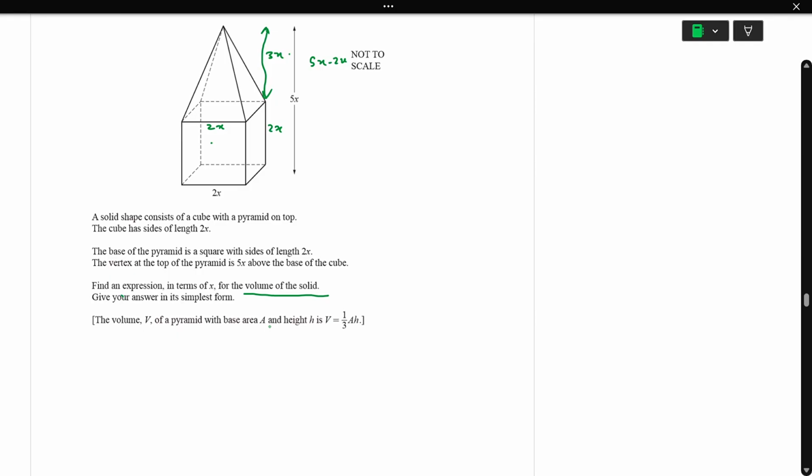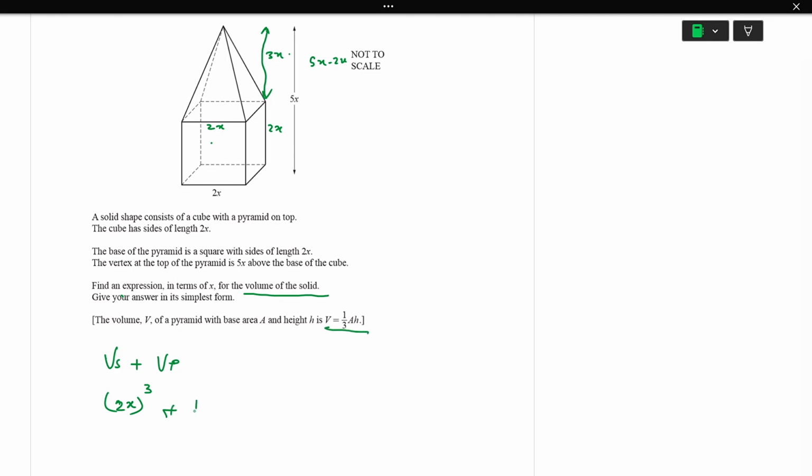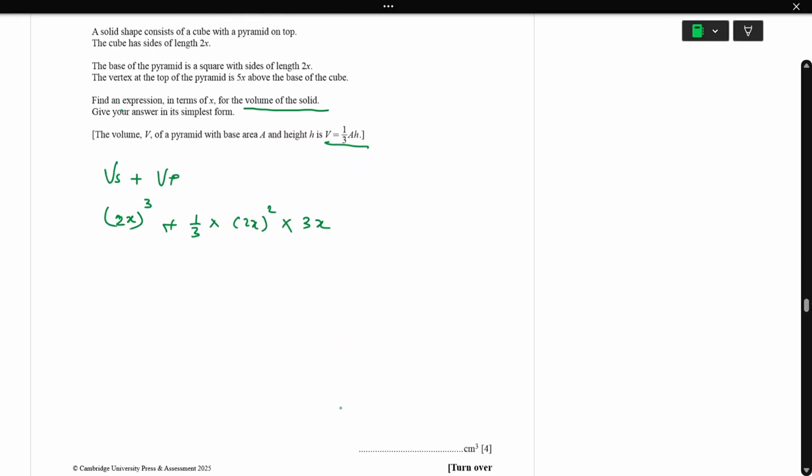So first, volume of the cube plus volume of this pyramid. Volume of cube equal to 2x cube because the side is 2x, plus volume of pyramid. Pyramid volume is 1 by 3 into base area. Base area is 2x square, times the height. The height is going to be 3x. So we just need to simplify this.